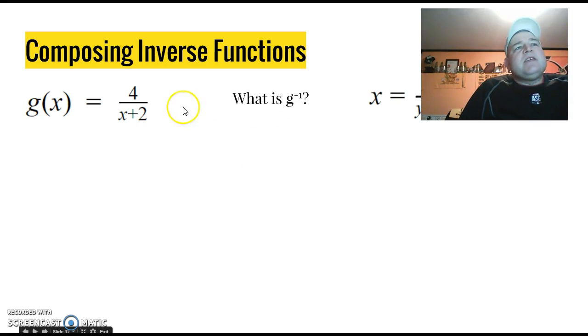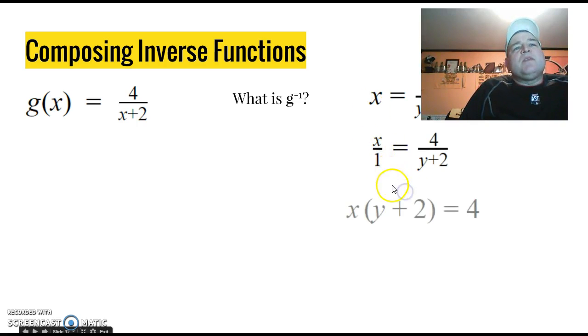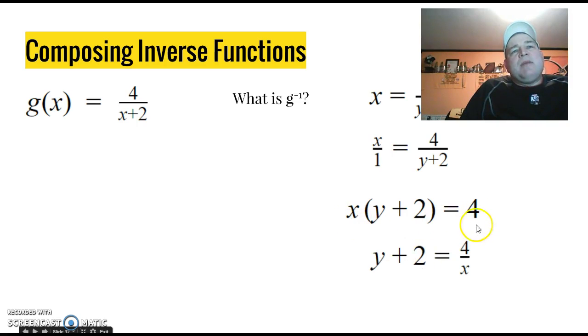So again, to find the inverse, we switch the x and the y. I'm going to go ahead and put x over 1 to make it a rational. We can then cross multiply. x times y plus 2 equals 1 times 4. Because again, our goal is to solve for y. From here then, since they're multiplying by x, we're going to divide both sides by x and get y plus 2 equals 4 over x. We can then subtract, and we get y equals 4 divided by x minus 2.